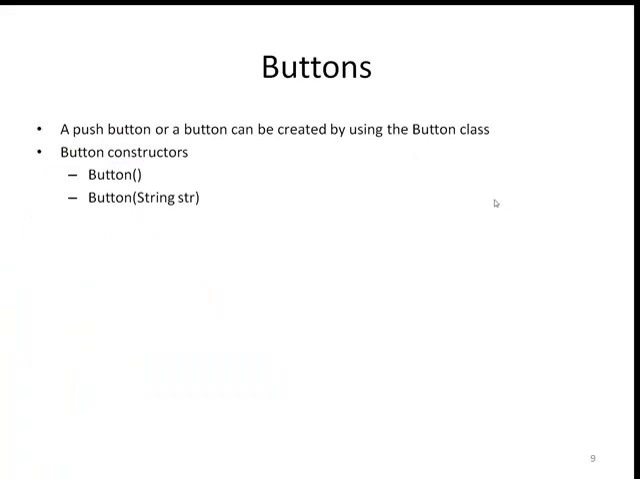A push button, or button, can be created by using the Button class. Here these are the constructors. The first constructor is used to create an empty button, and the second constructor is used to create a new button with a specified label. Let's see the example.